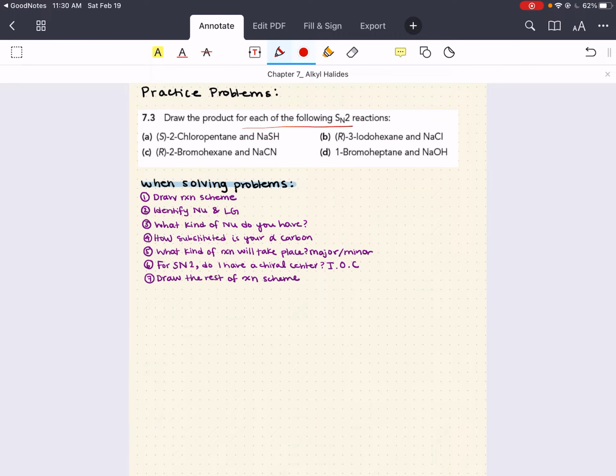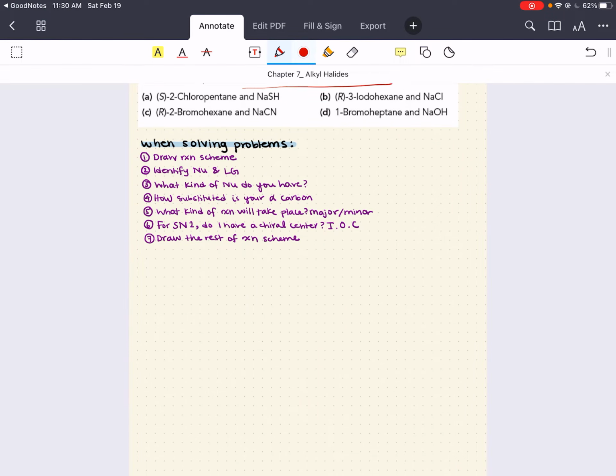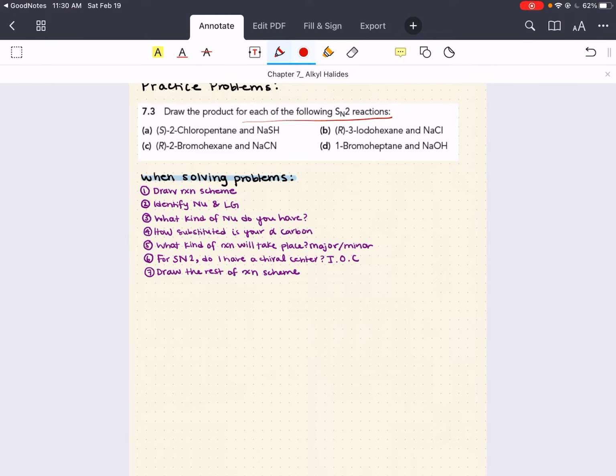Draw the product for each of the following SN2 reactions. These problems tell us we want to draw the product of an SN2 reaction. We're going to start off with A, and here I have just a little write-up of how you want to approach these problems. When solving problems, you want to draw your reaction scheme. You want to identify where your nucleophile is and where your leaving group is. Then you want to say, what kind of nucleophile do I have? How substituted is my alpha carbon? Then you want to ask yourself, what kind of reaction will take place? What's my major and minor product?